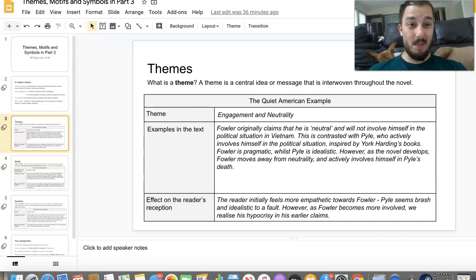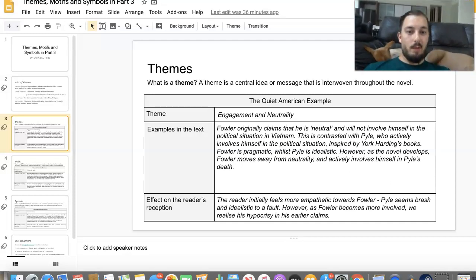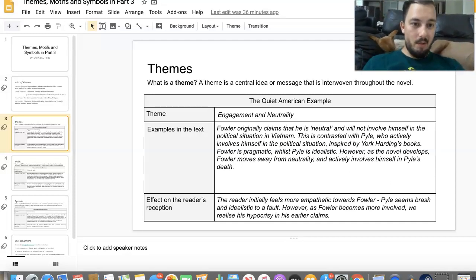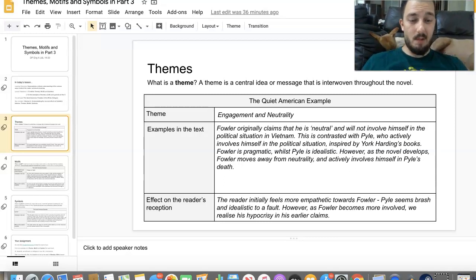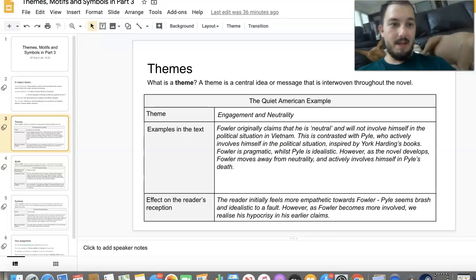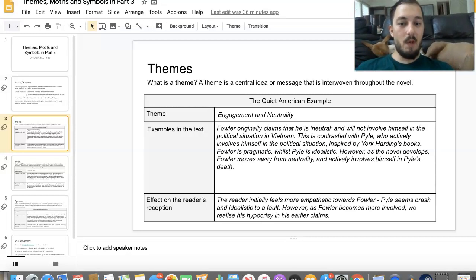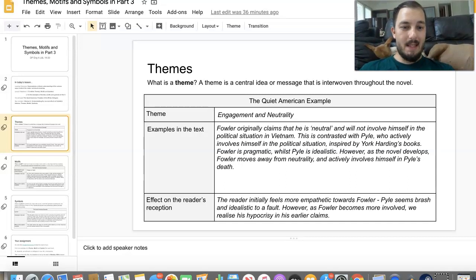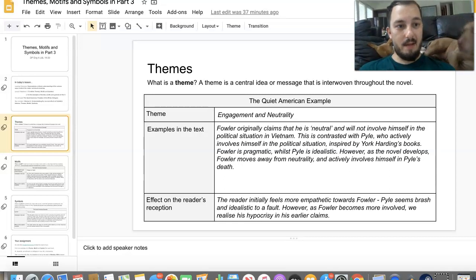For example, engagement and neutrality in The Quiet American. Fowler originally claims that he's neutral, that he's not going to involve himself in the political situation in Vietnam. And this is contrasted with Pyle, who actively involves himself in the political situation, and he's inspired by York Harding's books. So while Fowler is pragmatic, Pyle is very idealistic. But as the novel develops, we know that Fowler moves away from neutrality. He actively involves himself in Pyle's death.